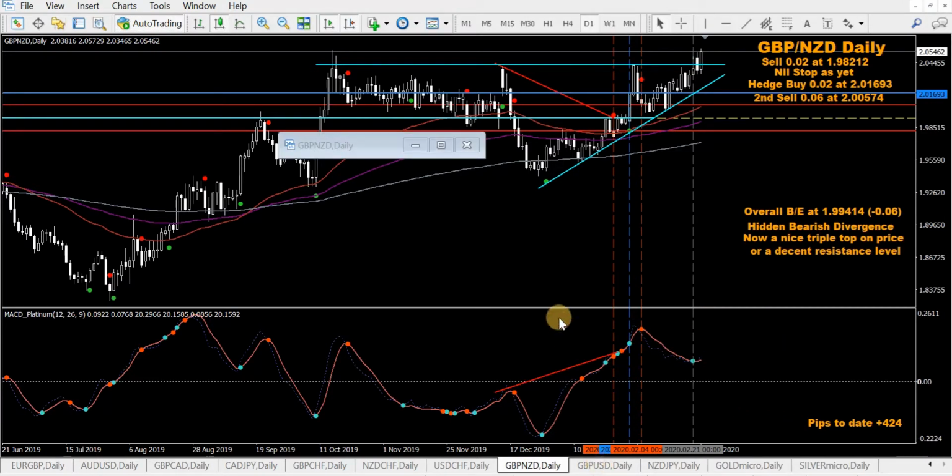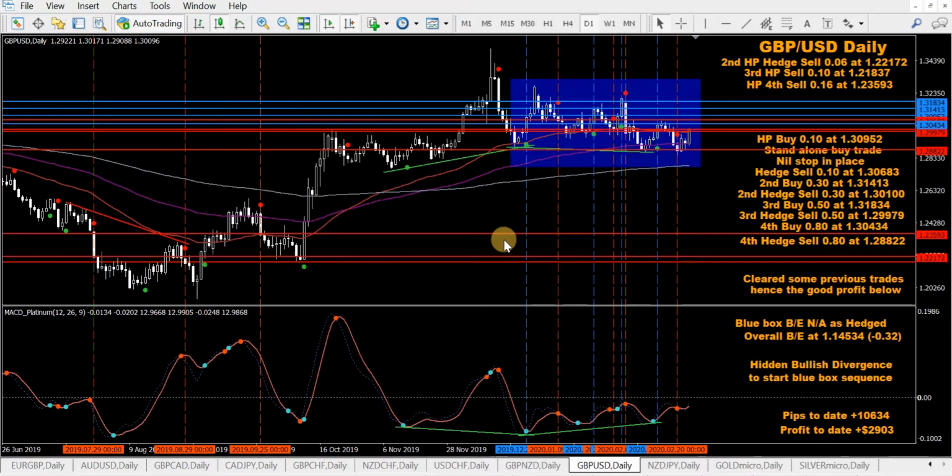Now to one of my messy trades, the pound USD. It is a pair that's giving me grief. You can see I've got this box here with all these trades. That's not so bad in itself. There's a lot of trades.